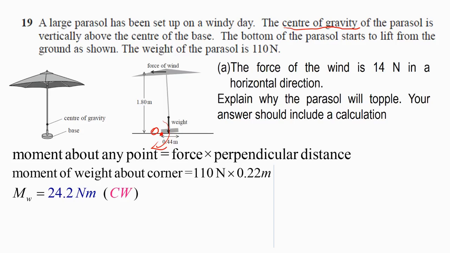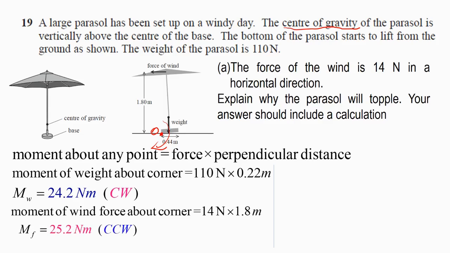Now we are checking the moment of wind force about the corner. It is again the force times the perpendicular distance. What is the perpendicular distance between the corner point O and the line of action of the wind force? It is the height, which is 1.8 meter, right? So the moment of wind force about the corner is equal to 14 into 1.8 meter. So you will get a value. The moment of wind force is equal to 25.2 Newton meter.